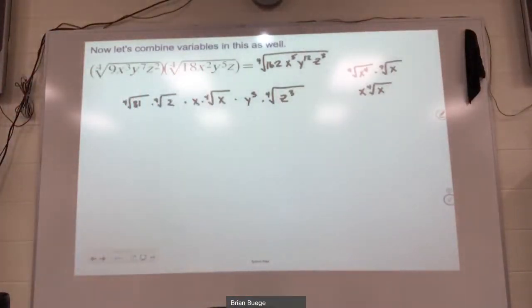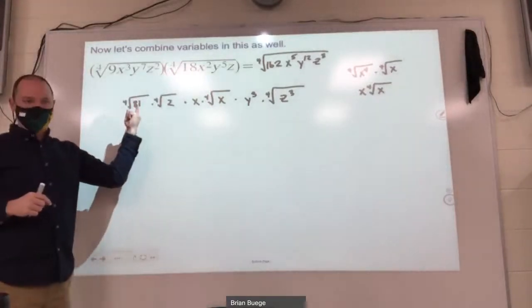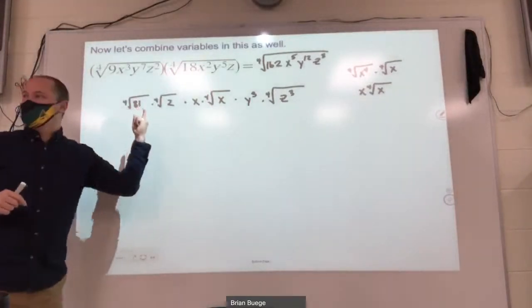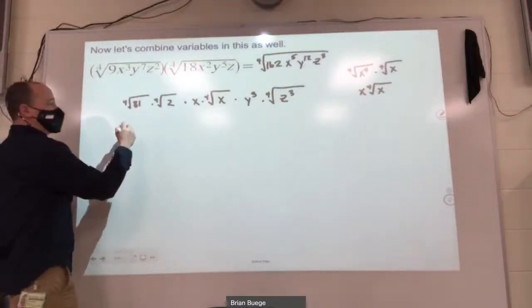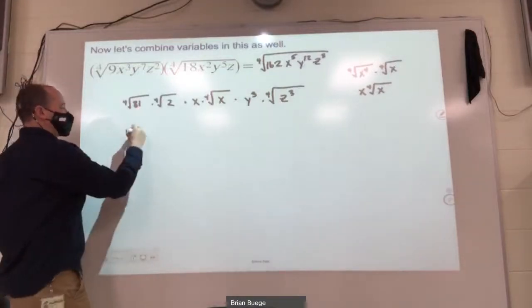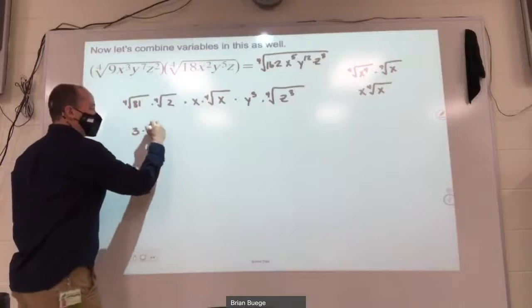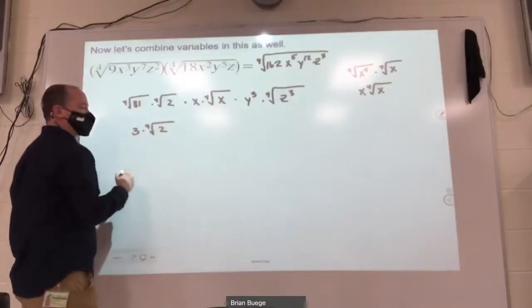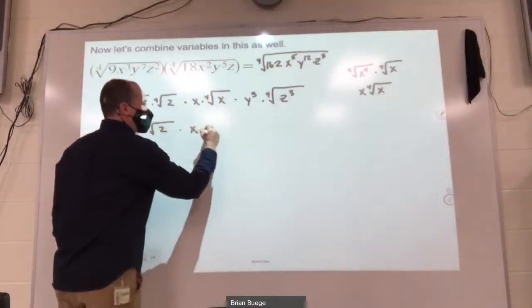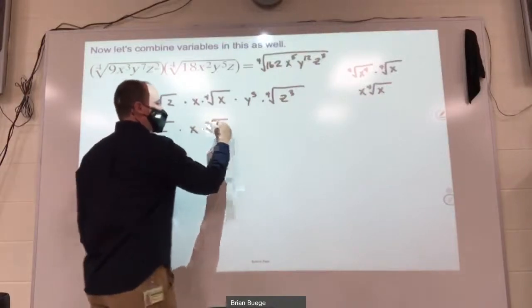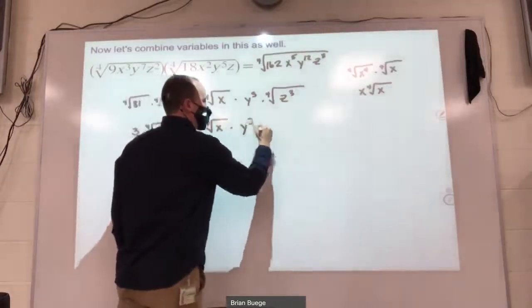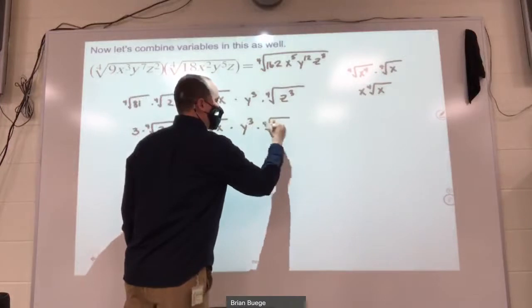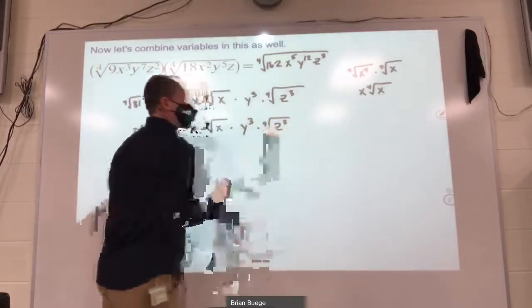All right. So we took care of the numbers. We took care of the x's, the y's, the z's. Now we just have to clean it up. Fourth root of 81 is 3. So this ends up being 3 times the fourth root of 2 times x times the fourth root of x times y cubed. I'm just going to rewrite the rest of this, times the fourth root of z cubed.